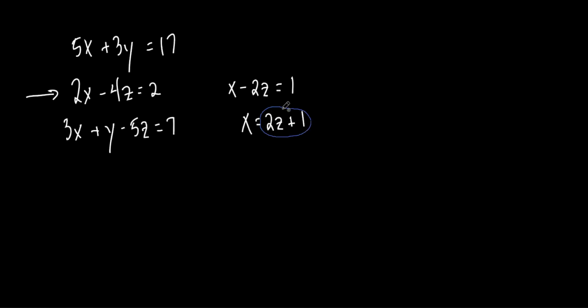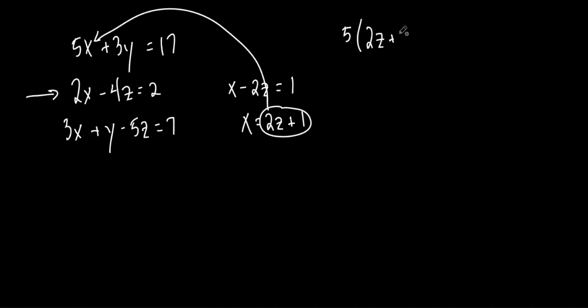Now I can take that and put it in where? I'd probably put it in for this one, wouldn't you? Right there. So then I would go 5 times 2z plus 1. You know what? I don't know if I'd go that route. Yeah, I guess it's really the only... Yeah, that's fine. 5 times 2z plus 1, plus 3y equals 17. So that's 10z plus, what, 5 plus 3y equals 17.